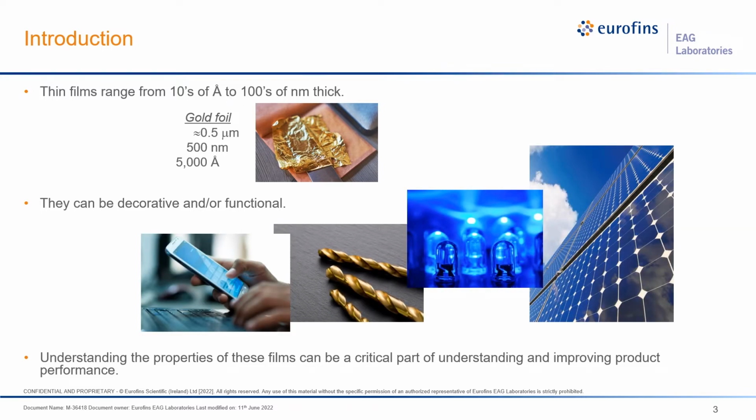or 5,000 angstroms. These films can be decorative, but they are often functional, providing protection against contamination and wear and tear. They can also be used as electrodes, transport layers, and in many other applications. Understanding the properties of these films can be critical to understanding and improving the performance of your product.